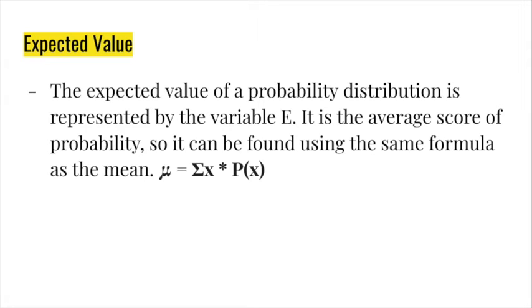The next value we're going to talk about is the expected value, which is represented by the variable E. It's the average score of the probability, so it can be found using the same formula as the mean, which is right here once again.